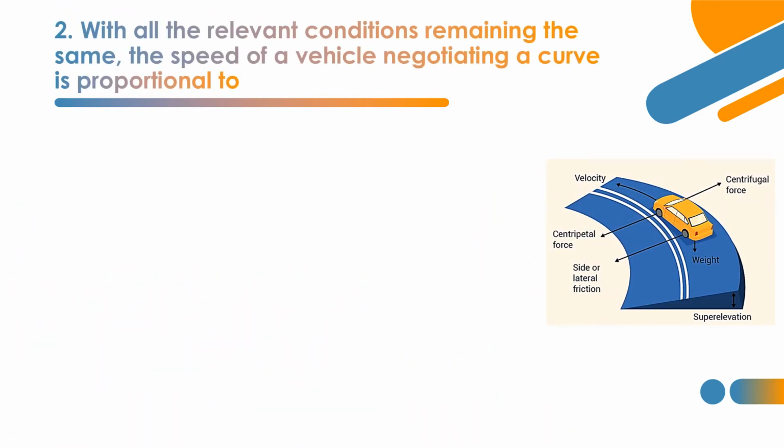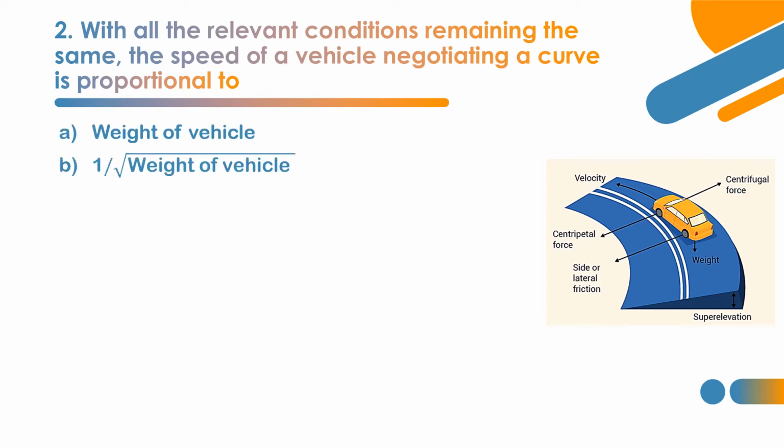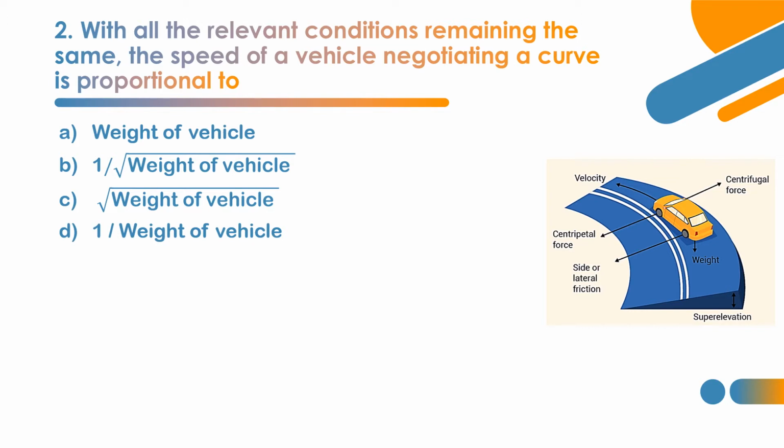Second question is based on a super elevation, or we can say some centrifugal action in a curve with all the relevant conditions remaining the same. The speed of a vehicle negotiating a curve is proportional to option A weight of vehicle, option B 1 by root of weight of vehicle, option C root of the weight of vehicle, option D reciprocal of weight of vehicle. So what is the correct option with respect to the speed of vehicle with all the conditions remaining the same?